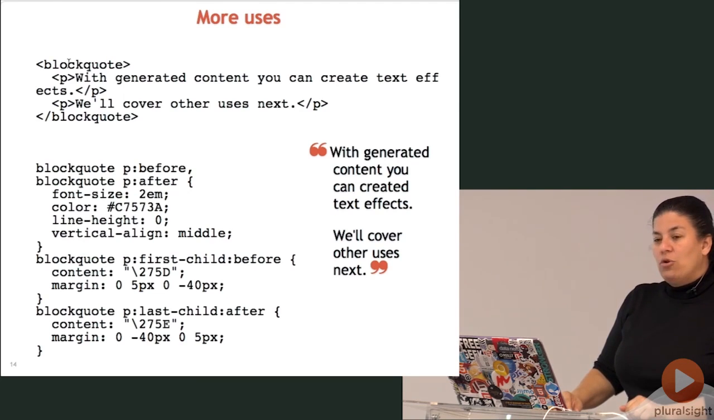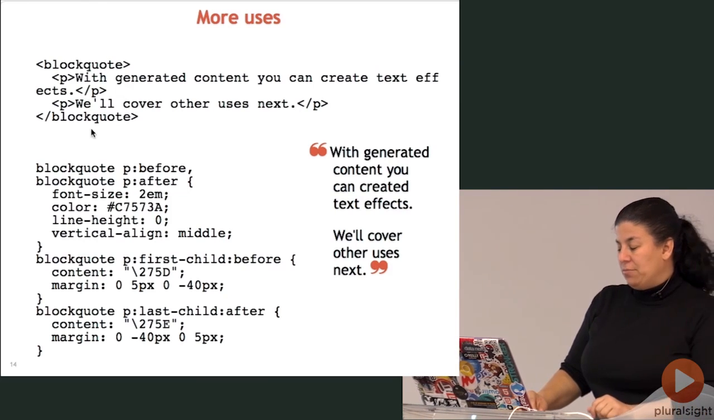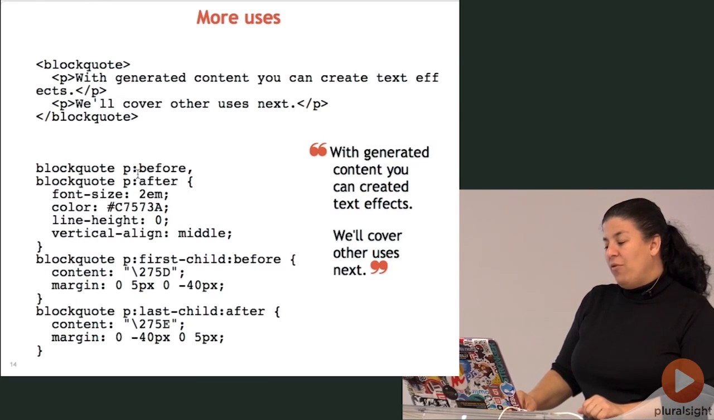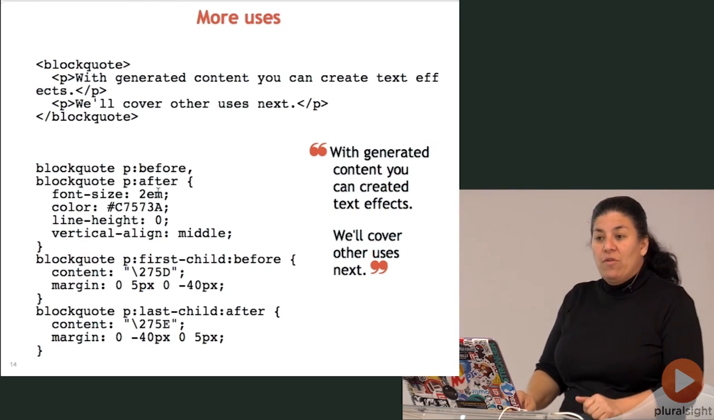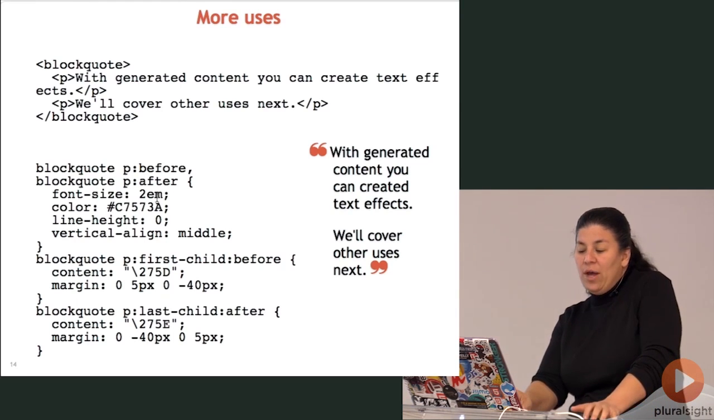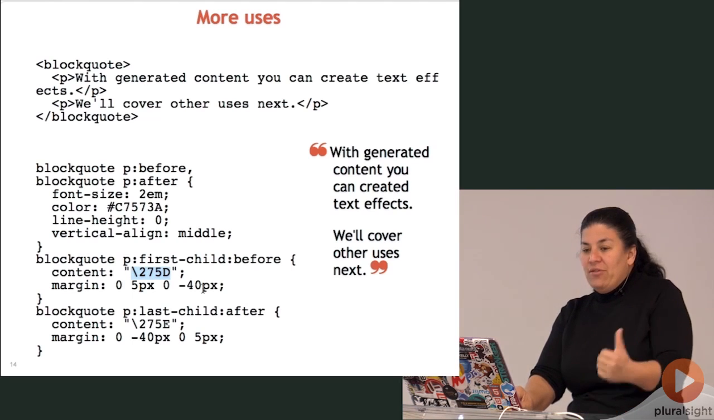Here, I have a block quote with 2 paragraphs in it. And I say block quote before and after. I want the generated content to be 2 ems, brownish, line height is 0, vertical align middle. And then the first child, the P that is the first child only, before, put the opening quotes and move it 40 pixels over to the left.